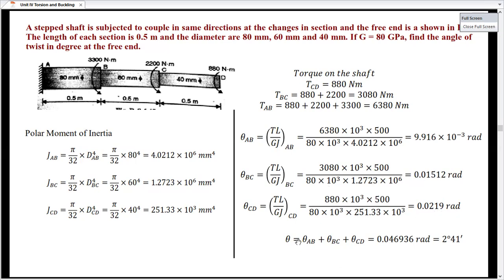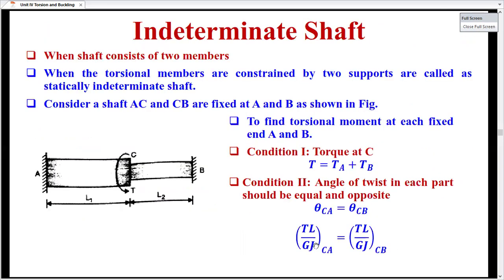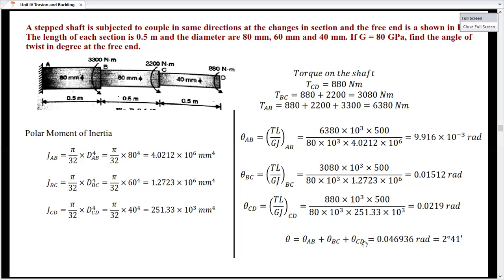So if you consider the addition of theta, you will get the final value of theta, 0.046 radian, that is theta of section AB plus theta of section BC plus theta of section CD. And if you convert that value of theta into degree, it will be 2.41 degree. That is the value of theta. Okay. So this is all about calculation of angle of twist when shafts are in series. Thank you.